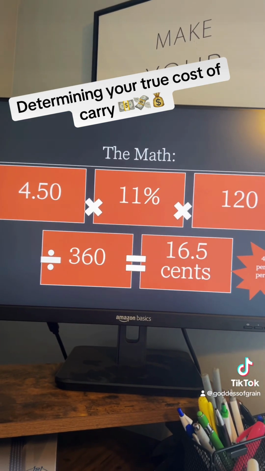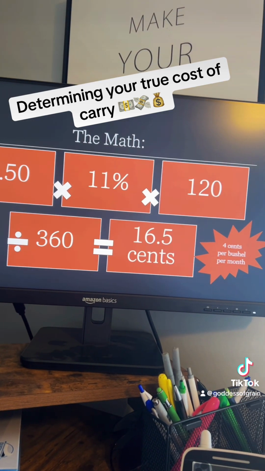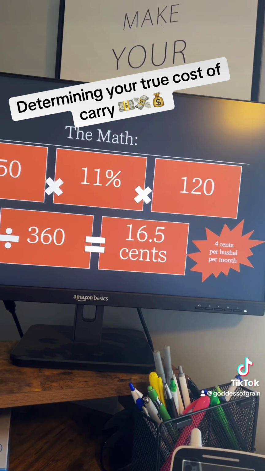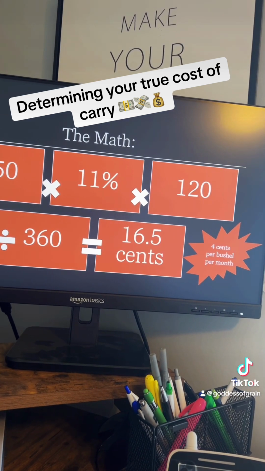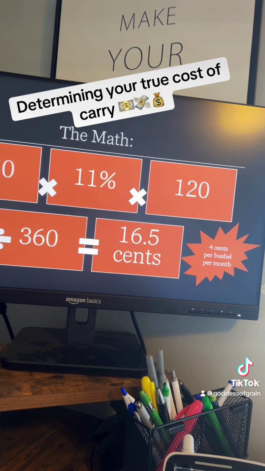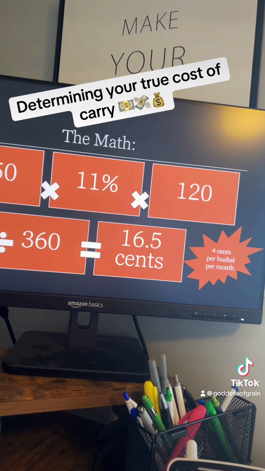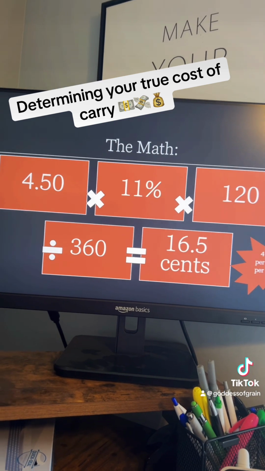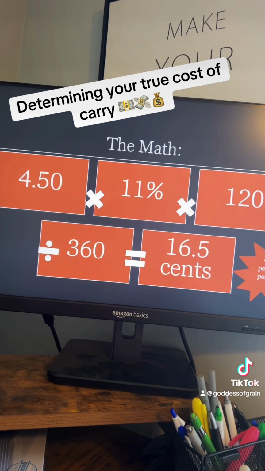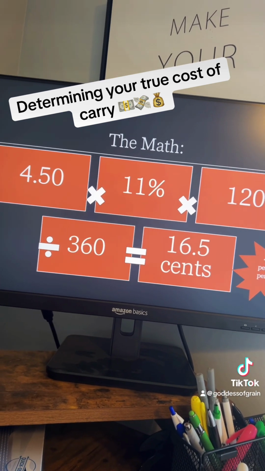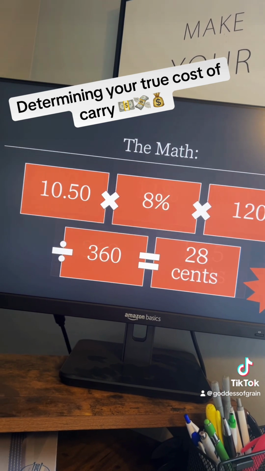So I did another formula at that 11% interest rate. Of course, it's going to be a little bit higher for you. It takes your cost of carry for that same period of time up to about 16.5 cents. And so that's factoring in your 4 cents per bushel per month, that it would cost you to hold on to $4.50 corn for 4 months at 11% interest.